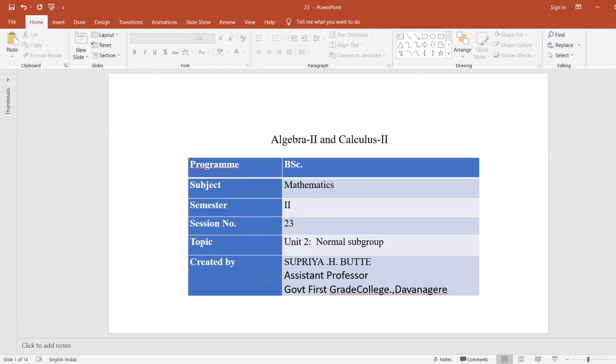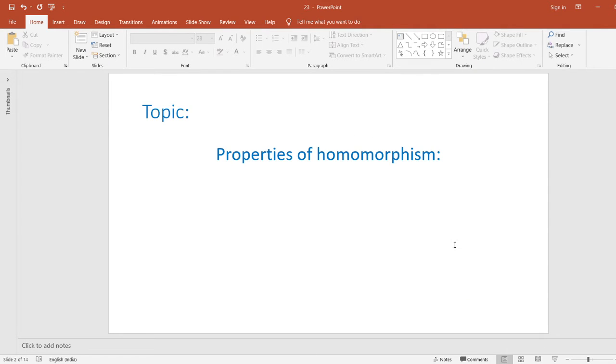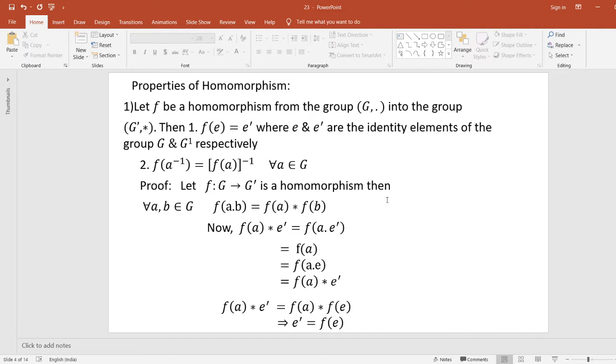Today, we discuss the properties of homomorphism. In the last sessions, we discussed the homomorphism definitions, examples, and theorems on it. Some properties of homomorphism. Let f be a homomorphism from the group (G, ·) into the group (G', *). Then, first, f(e) = e', where e and e' are the identity elements of the groups G and G' respectively. And f(a⁻¹) = (f(a))⁻¹ for all a belongs to G.